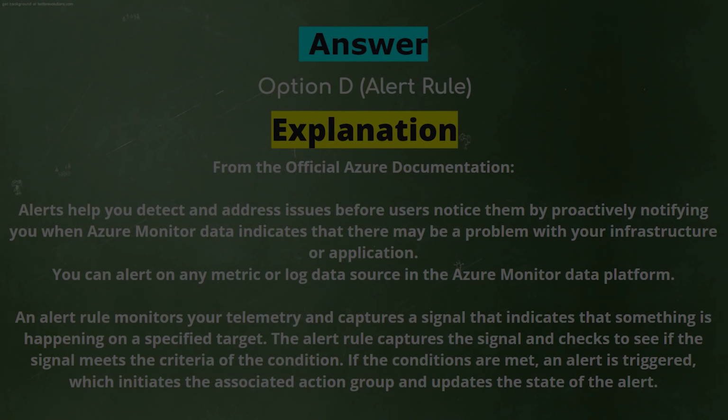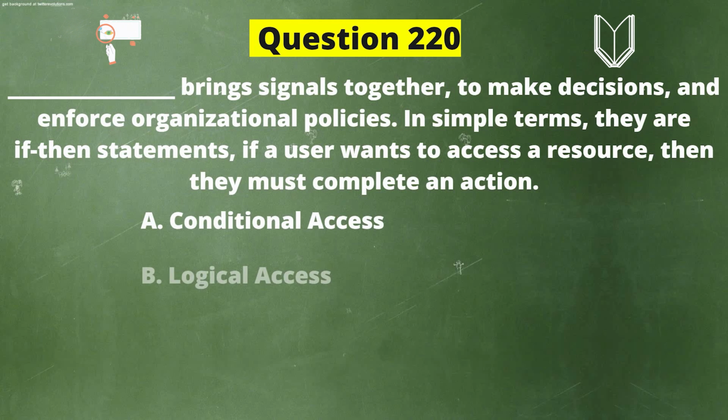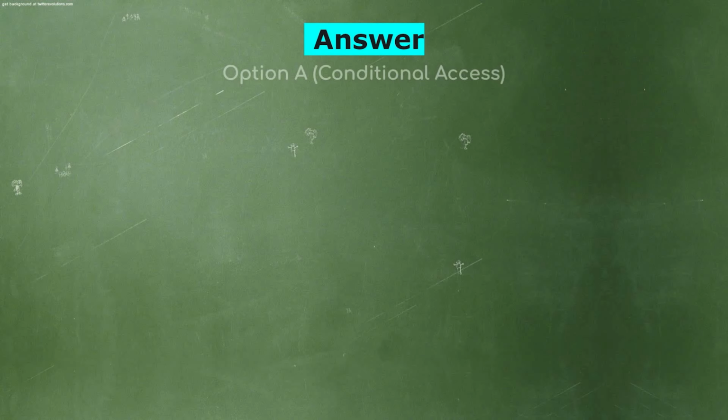Next question. Dash brings signals together to make decisions and enforce organizational policies. In simple terms, they are if-then statements. If a user wants to access a resource, then they must complete an action. And the options are A. Conditional access, B. Logical access, C. Active Directory access, D. Demand access. And the correct answer is option A.